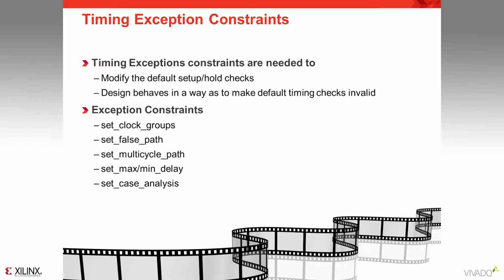Timing exception constraints are needed in areas of the design where the default setup and hold checks are not valid. The constraints are needed because the design behaves in a way as to make the default checks invalid. Another reason is to direct the Vivado synthesis and place and route to focus on real critical areas of the design. In the absence of timing exception constraints, and since Vivado is timing driven, there is a possibility that the tool will focus on paths which may be invalid. Omitting exception constraints will cause the tools to work overtime to optimize the invalid paths instead of the real paths, wasting runtime and device resources.